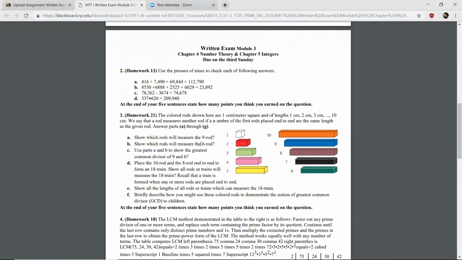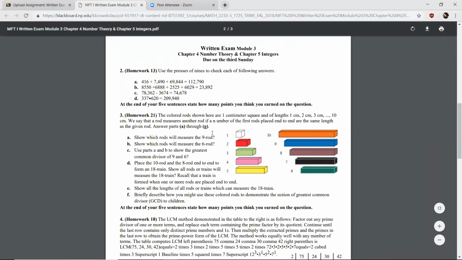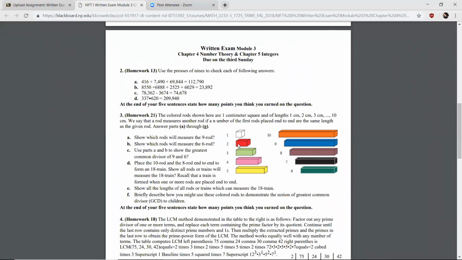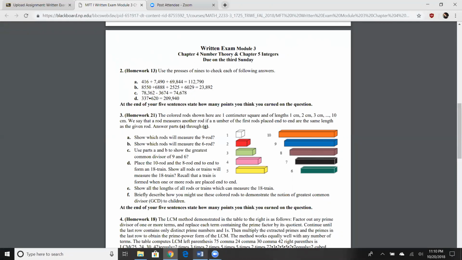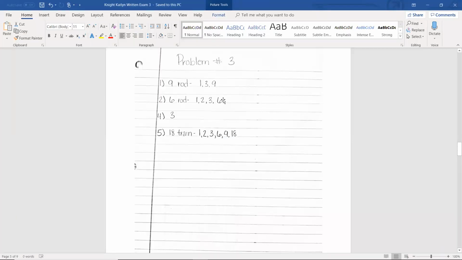And then for 6, we can fit 1 on there 6 times. We can fit 2 on there 3 times. We can fit 3 on there 2 times and 6 on there 1 time. So that would give us 1, 2, 3, and 6. And then if we put those numbers together, which I have done right here, we're looking for the greatest common denominator, which in this one is 3 because it's the biggest thing that they have in common. They do have 1 in common as well, but 1 is not the greatest because 3 is bigger than 1.